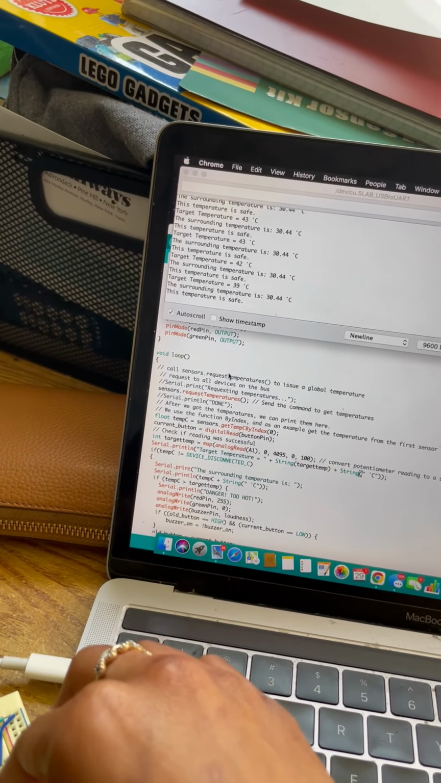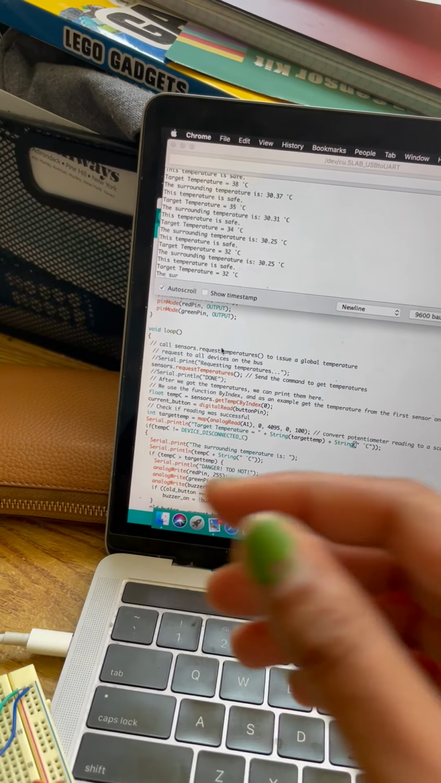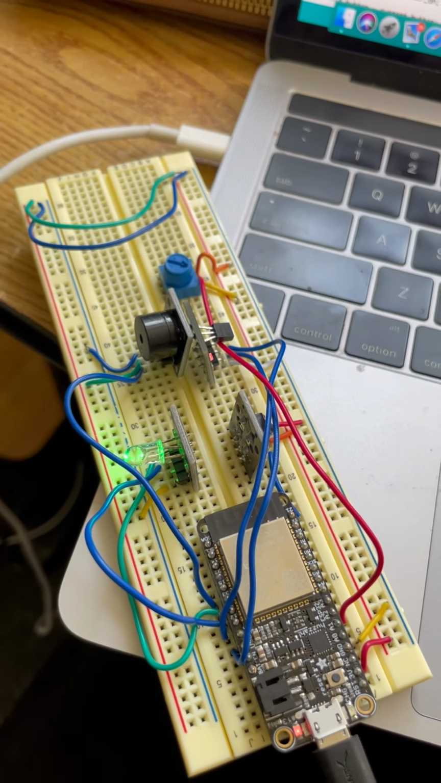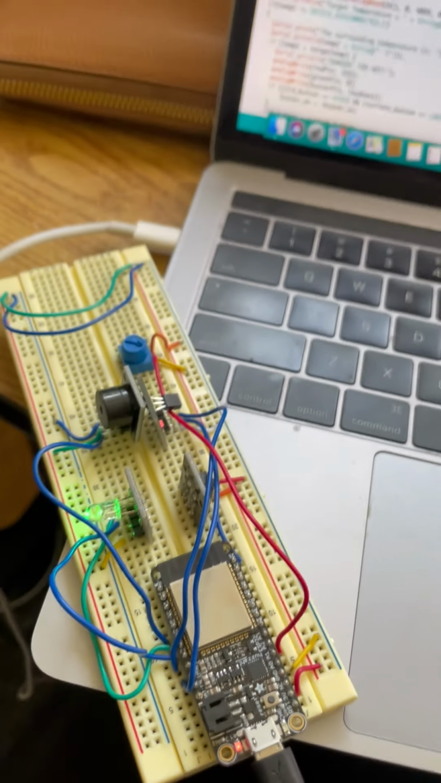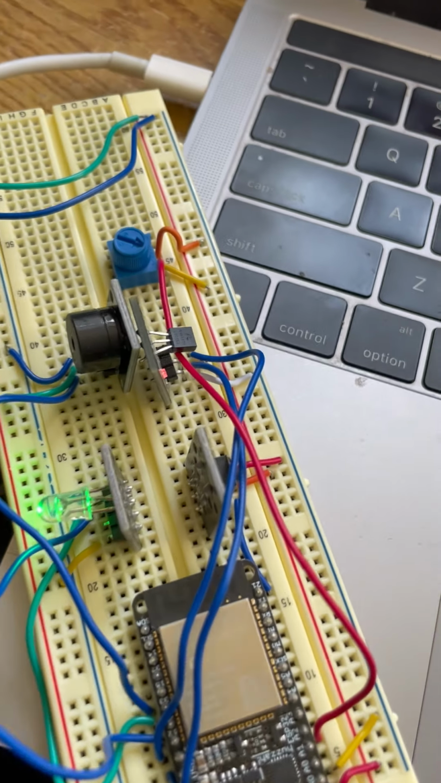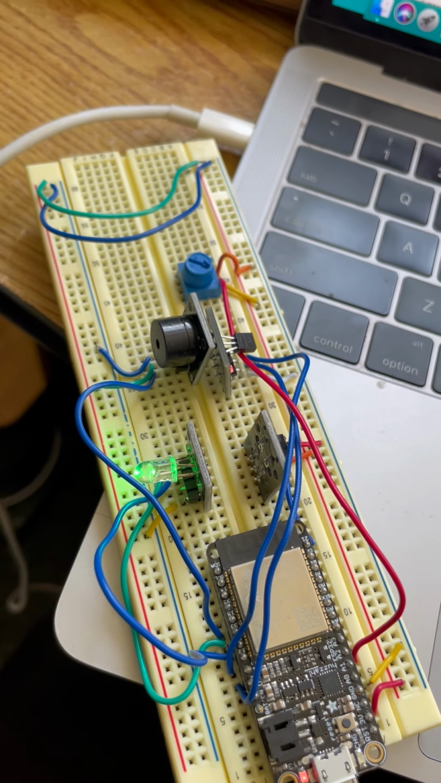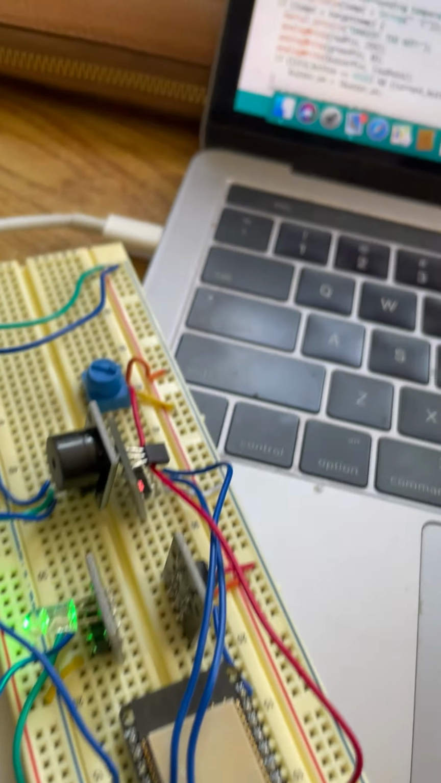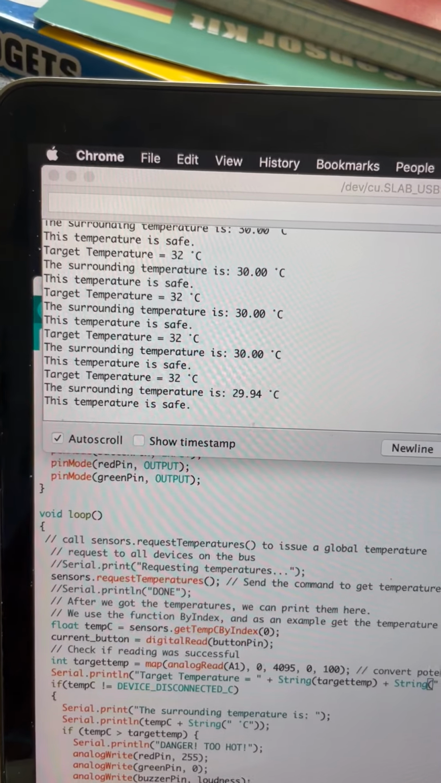In this case, we're going to try to set it to 32 degrees. So what happens is when the surrounding temperature, which is read by this temperature sensor, is below the target temperature set by the potentiometer, the LED light will shine green, and this is reflected as well in the serial monitor, which reads the live temperature along with the target temperature that's set.